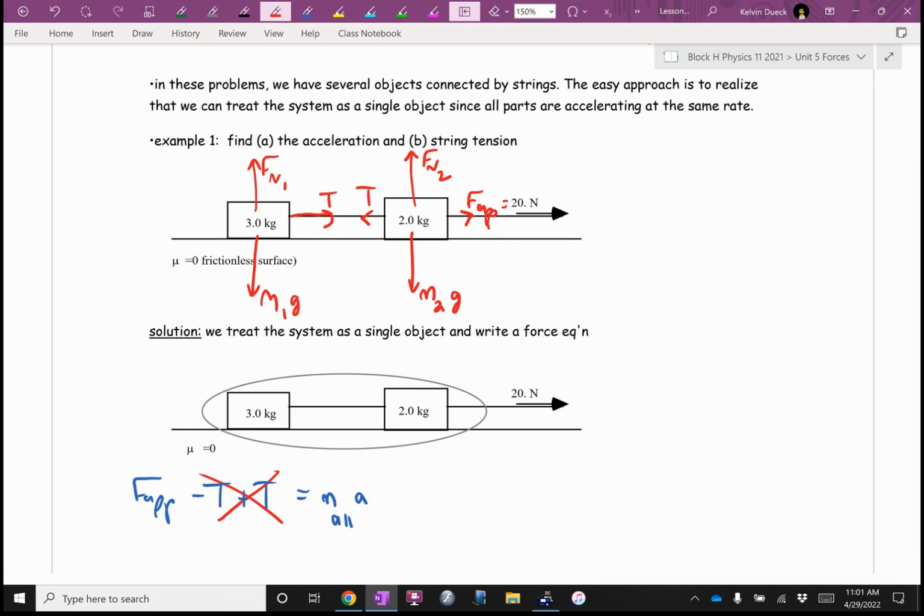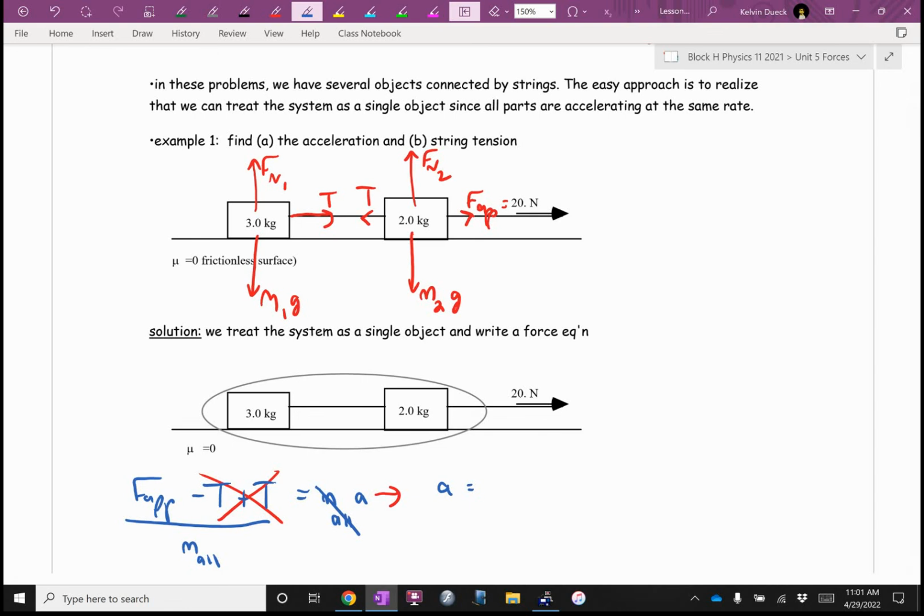Diego, what am I trying to find in part A? Acceleration. How would I get the A by itself? Divide by M all. In fact, I'll bet you, Diego, this is so easy that even you can do this in your head. Let's see. Oh, but look up. For my work, if you just did that, showing your work, I'm good with that. You don't need to rewrite the whole equation. Let's plug in our numbers. Diego, what's F applied as a number exactly?